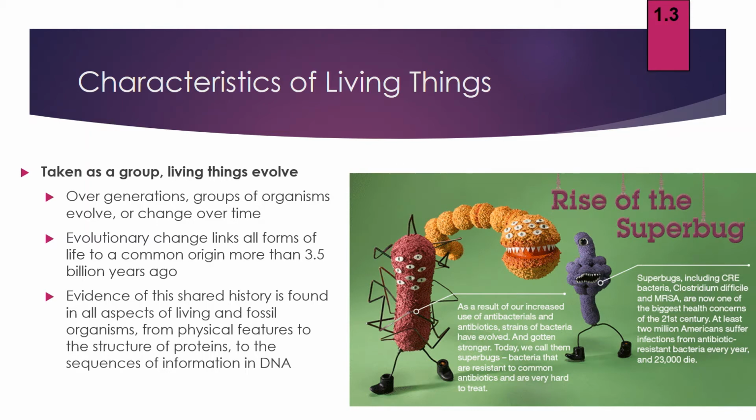and if you don't reproduce, then your genes, and so your traits, don't get passed on to the next generation. So evolutionary change actually links all forms of life to a common origin about 3.5 billion years ago, and we can find evidence of this shared history in all living things, including the fossil record, homologous and analogous structures, the structure of DNA and protein. There's a lot of evidence that supports that we have changed over time from what our ancestors used to be.